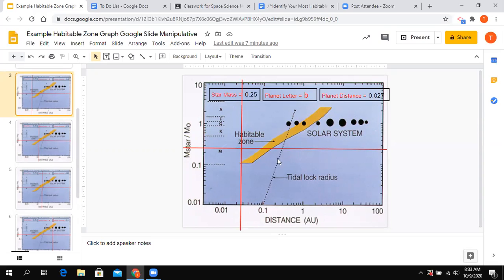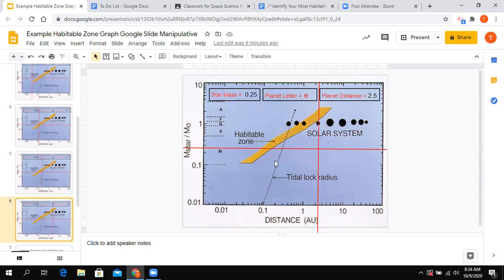If the planet is between this tidal lock line and the star, it's tidally locked. And if the planet is out here beyond this tidal lock line, it is not tidally locked, or most likely not tidally locked. So my planet B is tidally locked. My planet C is tidally locked. It's in the habitable zone and it's tidally locked. My planet D is also tidally locked. It's between this line. So C, B, and D are tidally locked. This one, planet E, is not tidally locked because it's beyond this line.